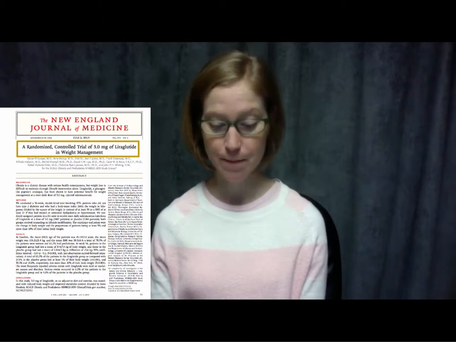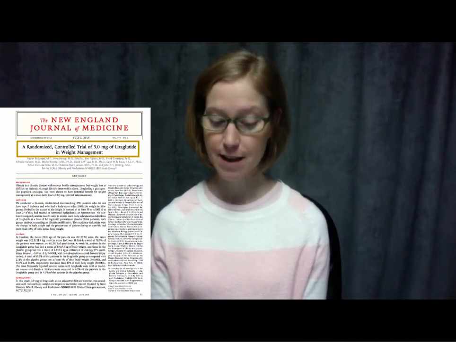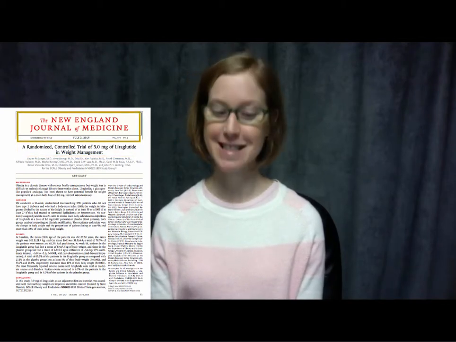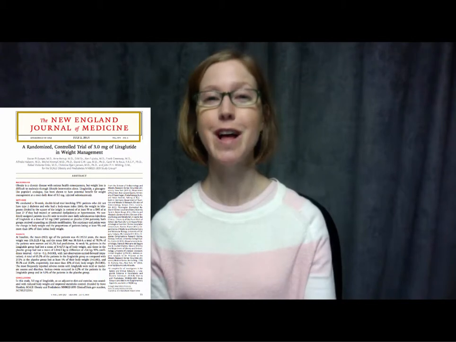After I pick a journal, I identify interesting articles by their titles and abstracts. I also take a quick look at the tables and figures, and then I pick an article to read. Now, I'll demonstrate some techniques for reading and interpreting an article called A Randomized Controlled Trial of 3 milligrams of liraglutide in Weight Management, published in 2016 in the New England Journal of Medicine.